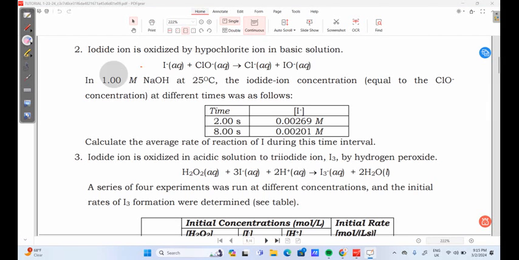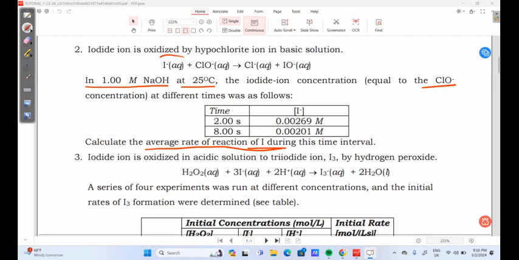Okay, so for the next one, we are told iodide ion is oxidized by hypochlorite ion in a basic solution. So what are we told? We are told that in 1 molar concentration of sodium hydroxide at 25 degrees Celsius, the iodide ion concentration, which is equal to the chloride ion concentration, was as follows. So what's the question saying? Calculate the average rate of the reaction of iodide during this time interval.